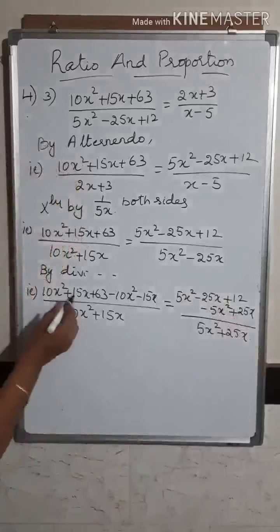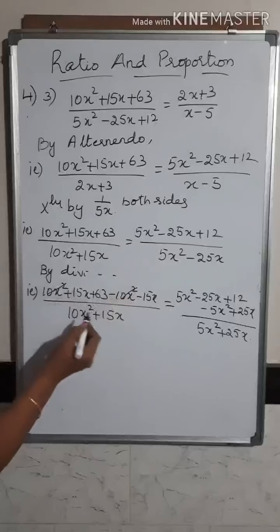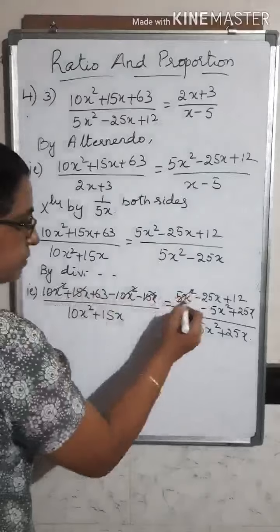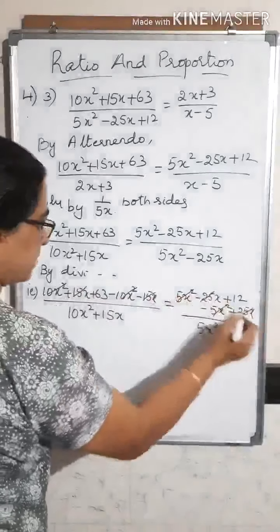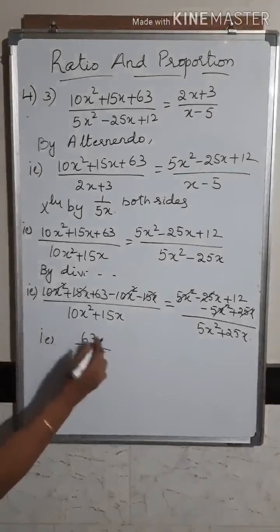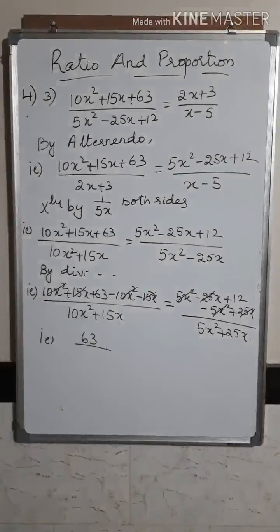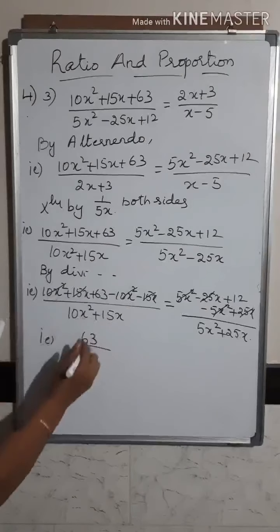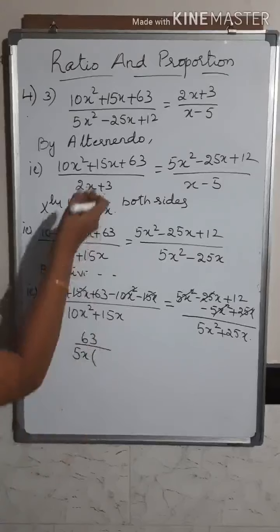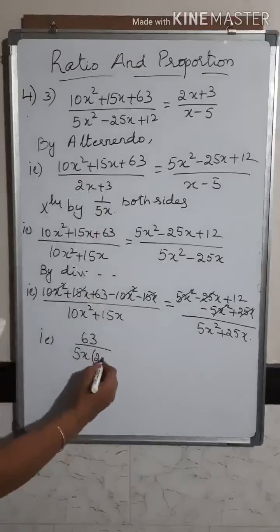Now what you have to do: plus 10x square minus 10x square, plus 15x minus 15x. The other side, plus minus plus minus. So what you are left with here is 63 upon. Now I'll take out commons to make the term simplest form. I'll take 5x as common here. When I take 5x as common, you will get back the same expression, that is 2x plus 3.